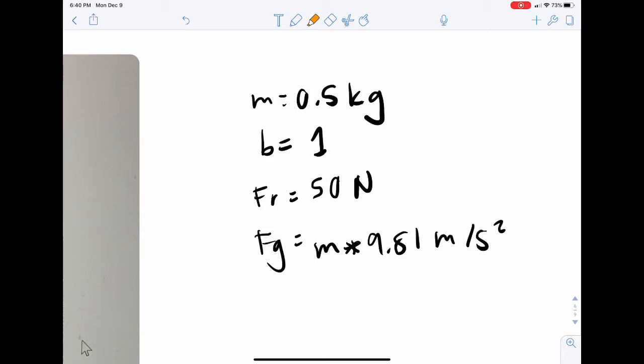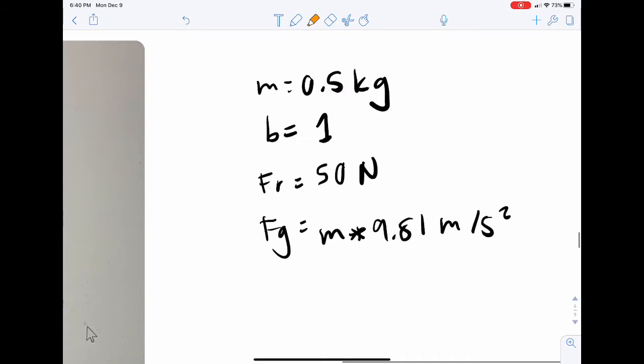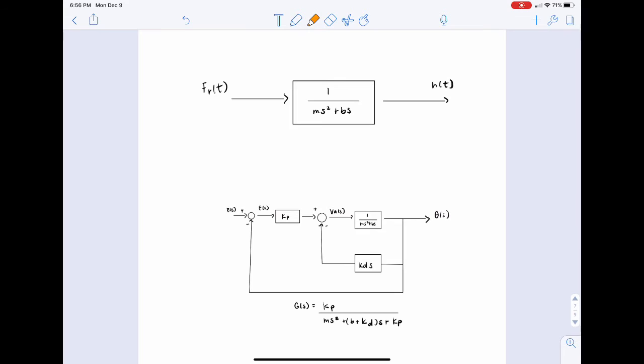We will use a mass of 0.5 kilograms, a damping ratio of 1, and the force of the rotors is going to be 50 newtons, and our force of gravity is going to be, of course, mass times 9.81 meters per second squared. The open loop plant takes in an input which is upward force, indicated right here. Since this is an open loop system of the second order, there will be some overshoot expected. This means that the open loop system is unstable. Because the system has no control, therefore it is BIBO unstable.